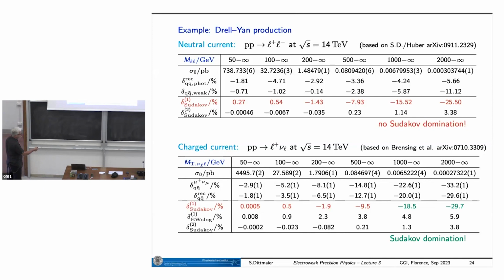Then I expect that I have a Sudakov domination, and in fact, the numbers are showing this, because if I evaluate just the log, I get again something like 20, even 30% here in the TeV range. And these are two versions of the electroweak corrections, once with photon recombination, once without, and I in fact get something at the 30% level. So you see, it depends on the observable at which you look in the high energy tail, whether you are in the Sudakov regime or not.